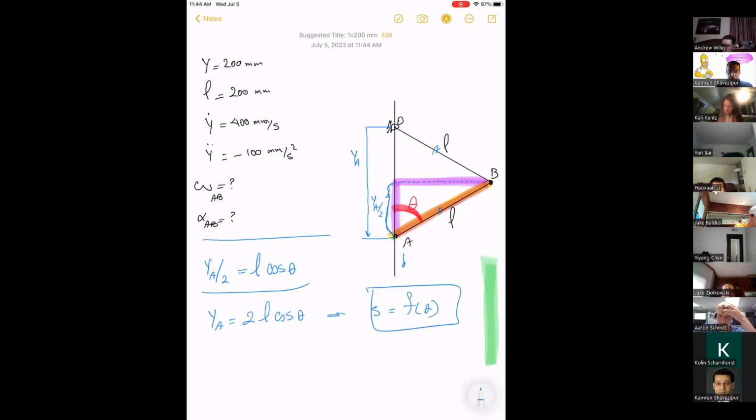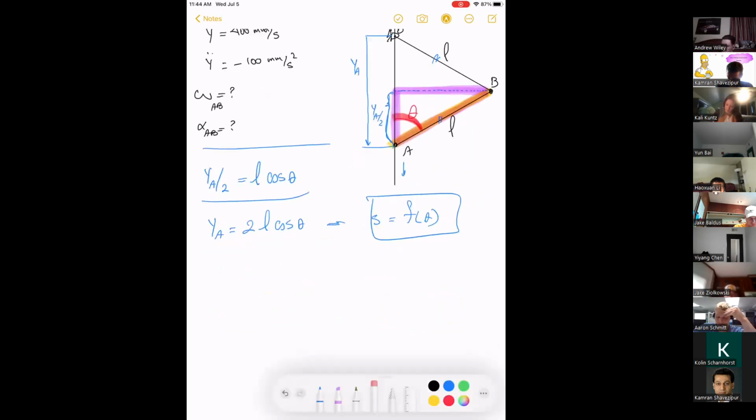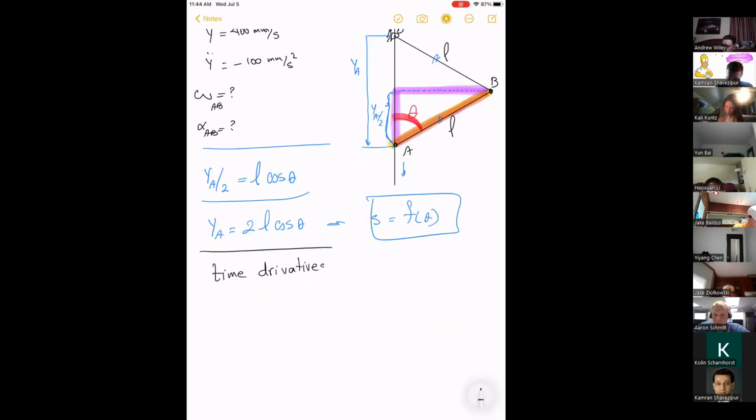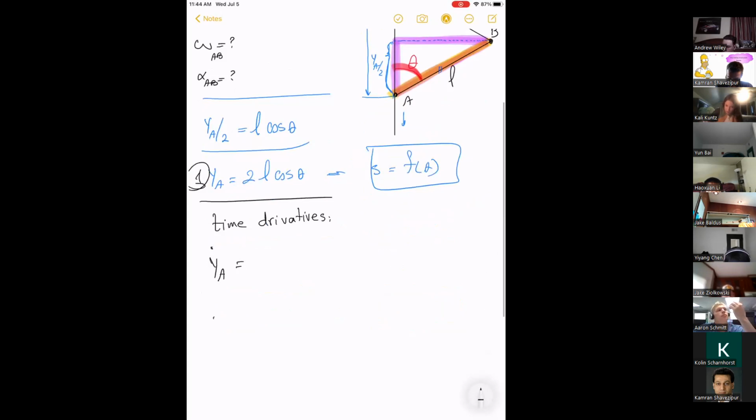From here, you simply take the time derivatives, and I'm going to give you 1 minute. If we do the time derivatives, and this is equation 1, then you're going to get Y dot A equals something, and Y double dot A equals something. I want you to do this and tell me what to write. 1 minute.